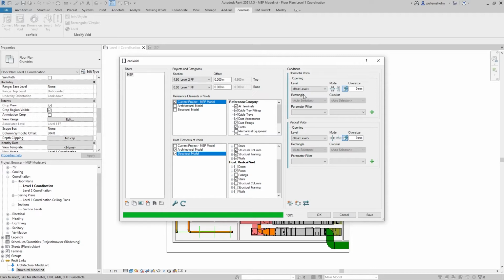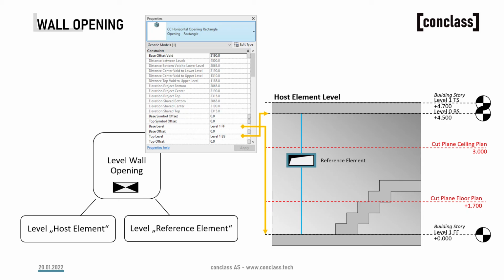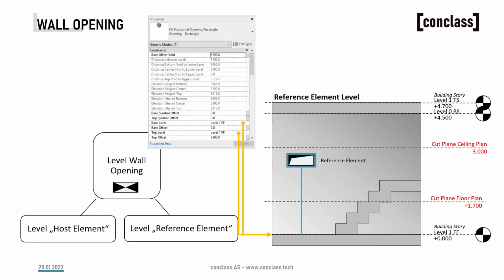I show you the difference between these two levels in an example. Here we have a reference element in the center of the wall. Behind the element is the opening highlighted in green-blue. If I select the host level, the opening will adapt the upper and lower level of the wall. Based on that constraint, you will get the distance between the opening and the bottom and upper edge of the slab. If you select the reference level, the opening will adopt the level of the reference element.